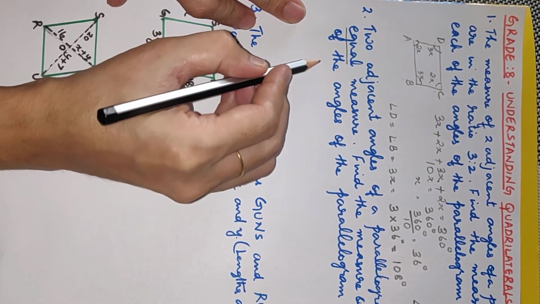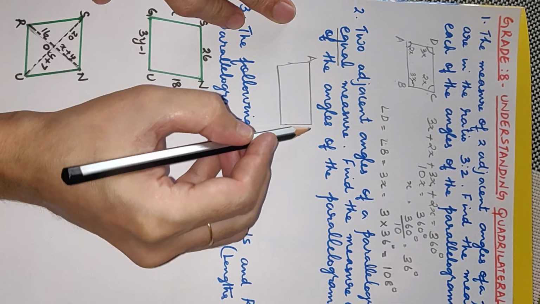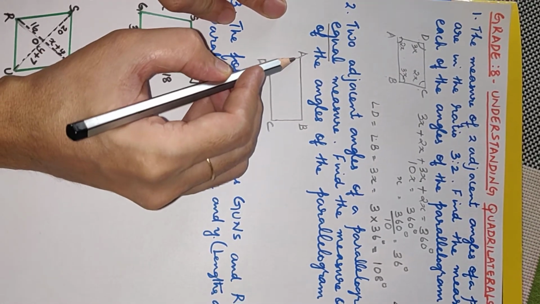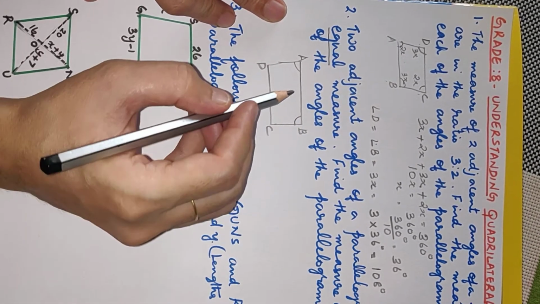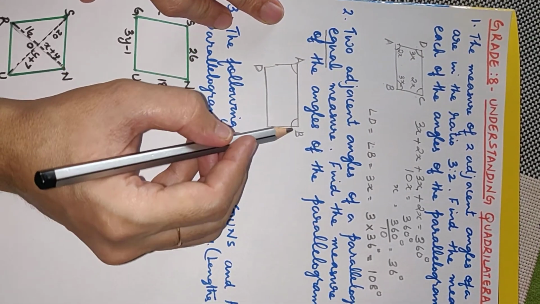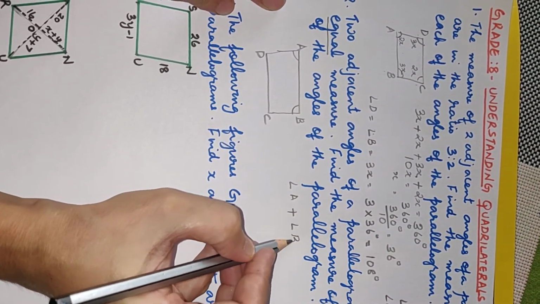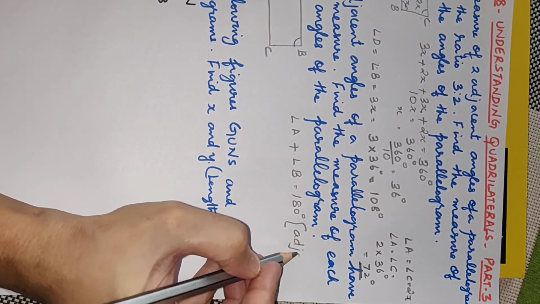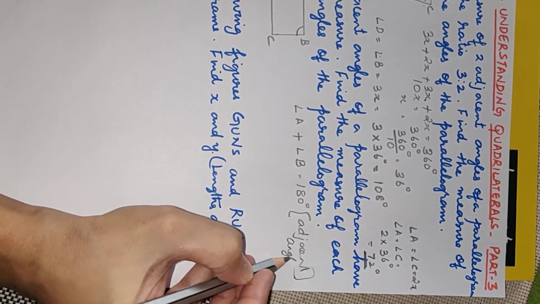Coming to the next sum, two adjacent angles of a parallelogram have equal measure. So I am going to draw a parallelogram, and it is given that in this parallelogram ABCD adjacent angles, that means this angle and this angle, are equal. So you know that in a parallelogram adjacent angles are supplementary. That means angle A plus angle B should be equal to 180 degrees. What is the reason? They are the adjacent angles of a parallelogram.